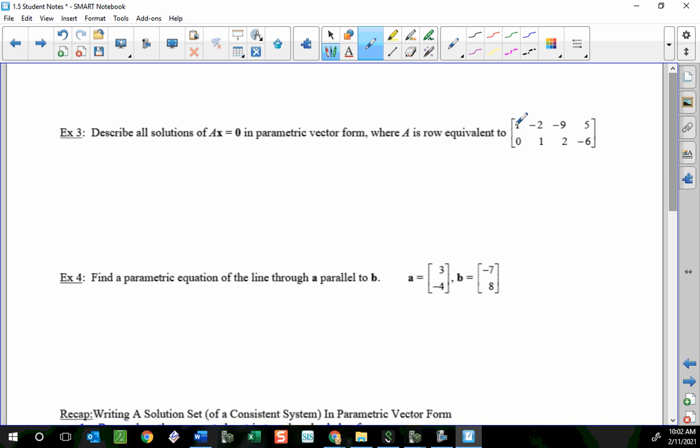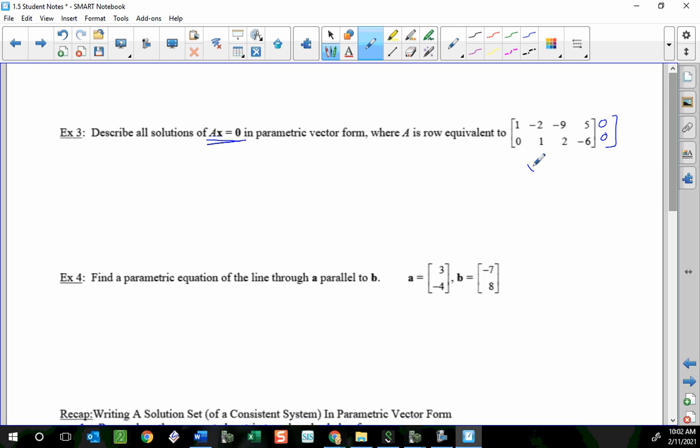So this is already in row echelon form. We have the ones right here. And so describe all solutions of Ax equals 0 in parametric vector form where A is row equivalent to this. So remember, row equivalent just means that this is one of the reductions of the original matrix A. And so you can put the zeros on here to imagine, because I did tell you this information there. So there are zeros on the other side. I like to do that just to help myself out.